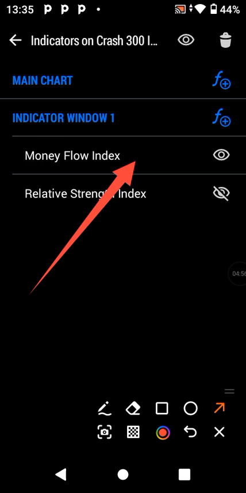All right, so let's go to the explanation. I use the Money Flow Index. Now let's check what happened there.